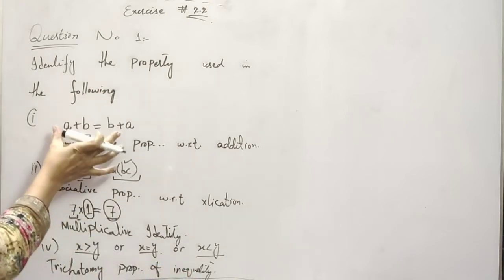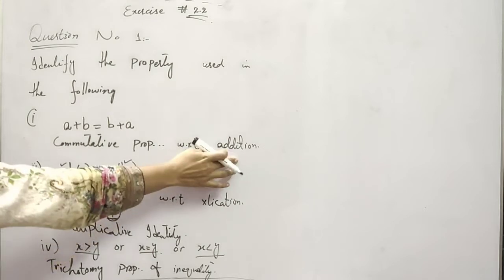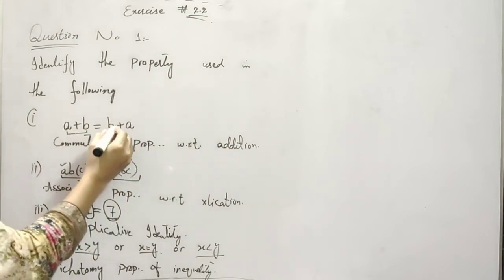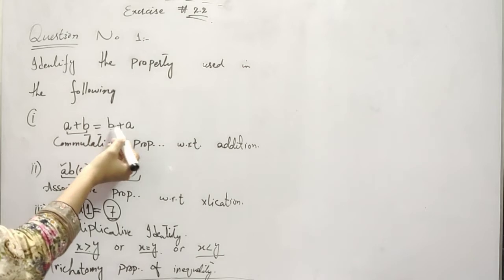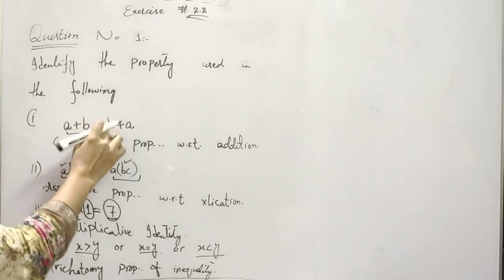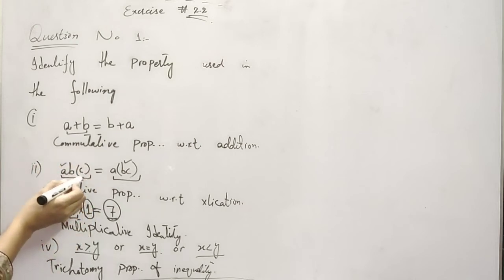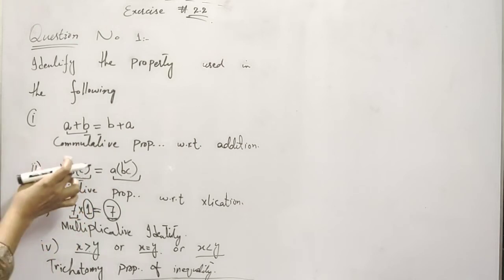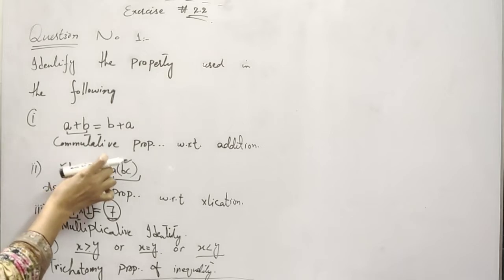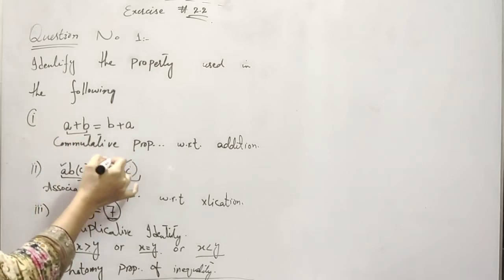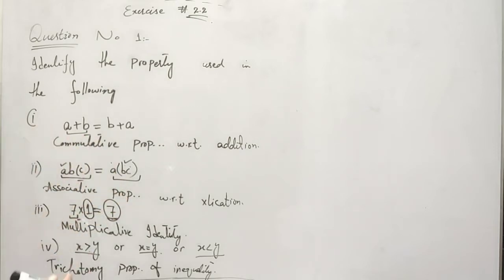Okay, the first one was the commutative property with respect to addition, because if we add any two numbers, the first plus second or the second plus first, the answer will be the same. This is the associative property. What is the associative property? Associative property says that if we multiply any three numbers, first we multiply the first two numbers, then the third, or we multiply the second and third number, then the first, the answer will be the same. The third is multiplicative identity, because when we multiply 7 with 1, the 7 does not change itself, so this 1 is the multiplicative identity.